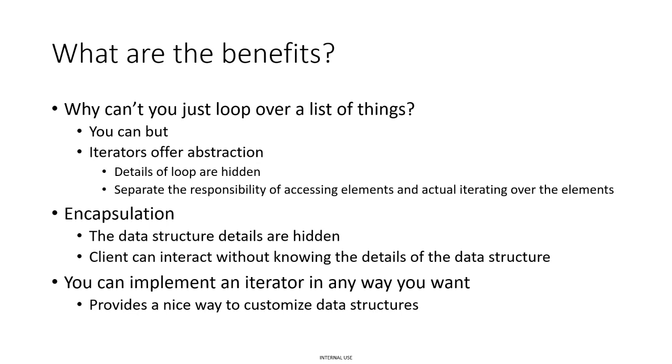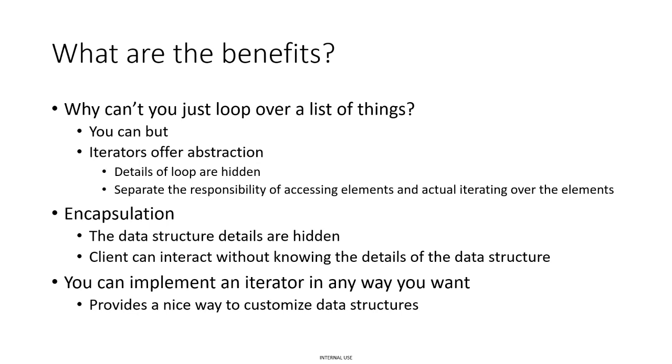It encapsulates the data. So the data structure details become hidden, again, within your iterator, and the client can interact without knowing the nitty-gritty details of the data structure. So you abstract it out. You separate the responsibility of accessing the elements and actually iterating over them. And then it's encapsulated because the details are hidden. And then there's customization because you can implement an iterator in any way you want. It provides a nice way to customize data structure.